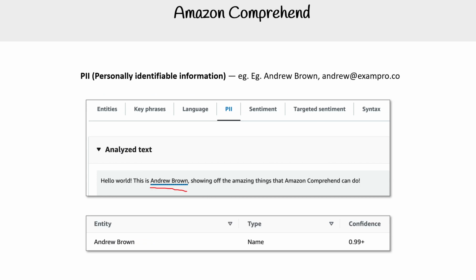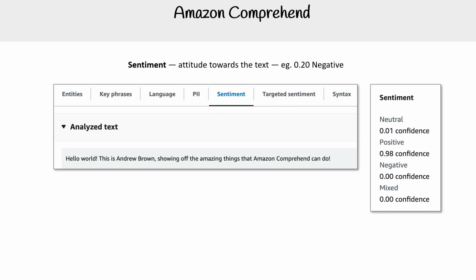Personally identifiable information. The only thing here is Andrew Brown. If we had, let's say, a credit card number, stuff like that, it probably would select that, or an email. Sentiment, determining what people feel about the text. Here it's suggesting that it's a bit negative. So I mean, this is not scoring negative for this text. This is an example, but here I put the word amazing, so it'd be positive, and so we actually have a high positive score for this one.